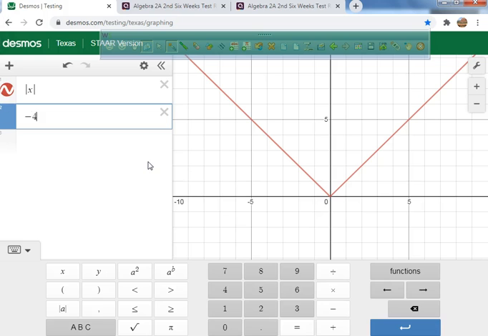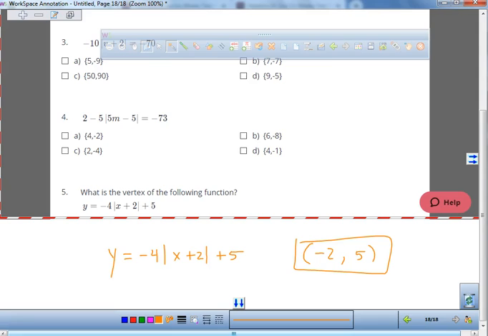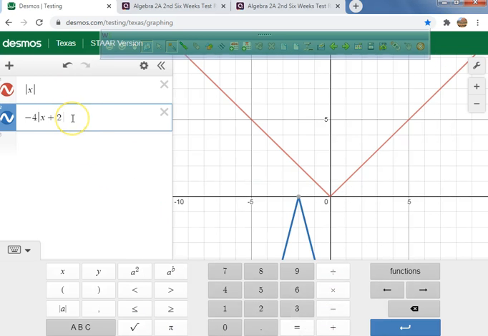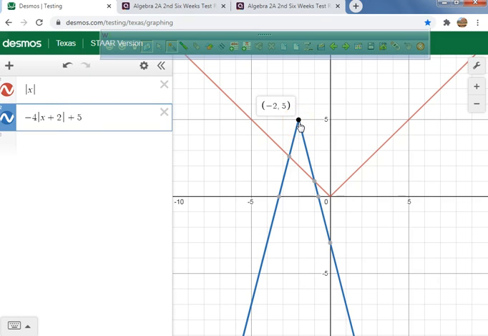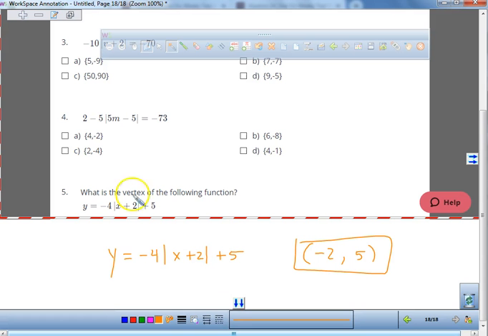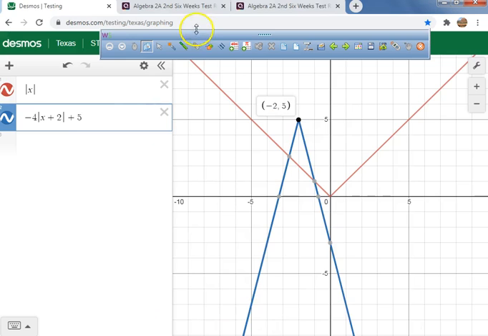All right, it said what? Negative 4. Then there was an absolute value. Then it was x plus 2. And then it was what? Was it plus 5 or minus? Plus 5. Okay, x plus 2 plus 5. Now, what did we say the vertex was at? Negative 2, 5. Can everybody see the vertex is at negative 2, 5? Very good. All right, that's it. We're done with that one. Okay?